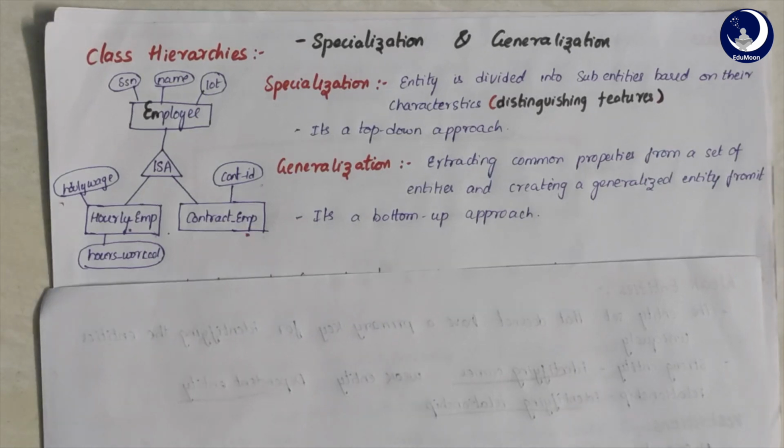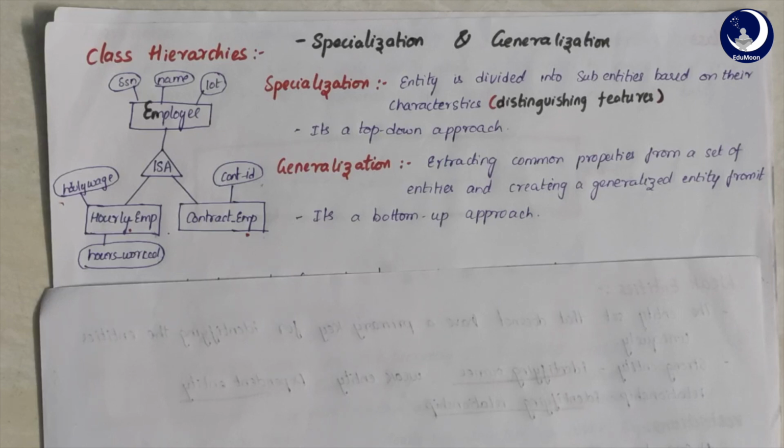And next, generalization. Generalization is a process of extracting the common properties from a set of entities and then creating a generalized entity from it. For example, there are a few bananas, apples and guavas on a table. Now I can generalize the statement and I can say there are fruits on a table.